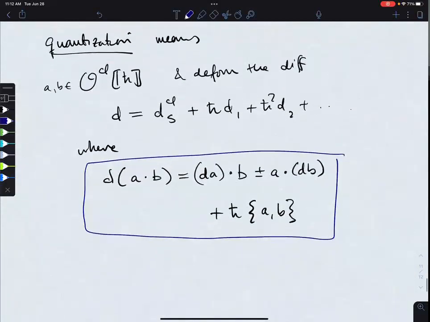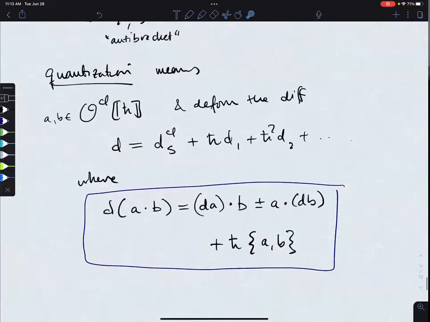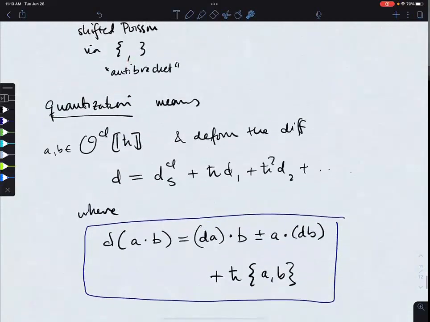So you can see that there's this controlled way you're modifying the differential, and the way the differential deforms depends on this anti-bracket here. So it's a little bit like in deformation quantization, the multiplication has to deform in a way that depends on your ordinary Poisson bracket. Okay?